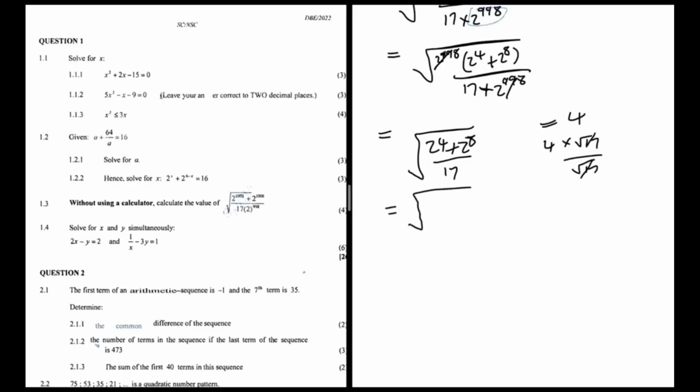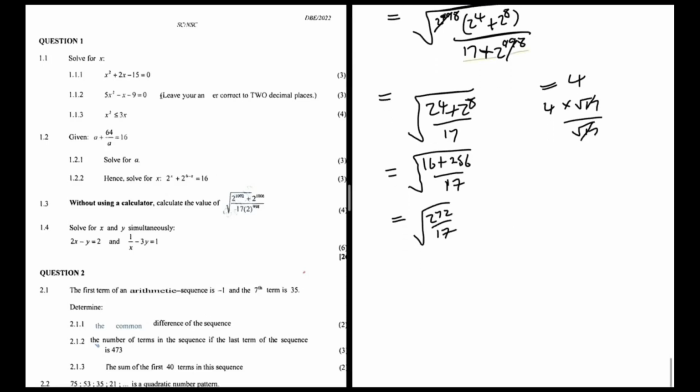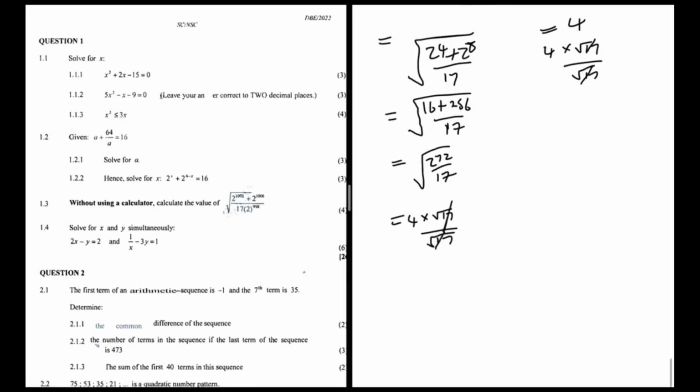So we have the square root, right? So 2 to the 4 is 16, right? And then 2 to the 8 is 256, right? Divided by 17. So this will be equals to 272 divided by 17. So now, because I'm basically cheating, I'm gonna say this is equals to 4 multiplied by the square root of 17 divided by the square root of 17. So the square root of 17 will cancel out with the square root of 17, and I'm just gonna be left with 4. And then yeah, we're done.